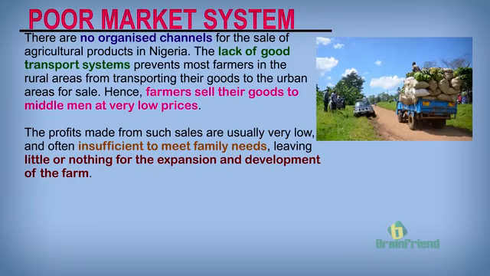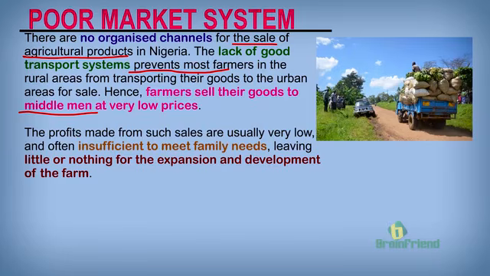The problem of poor market system. In Nigeria, there are no organized market channels for the sale of agricultural products. The problem of lack of a good transport system prevents most farmers from transporting their goods to cities for sale. This leaves them with the option of selling their products to middlemen at very low prices. The profit made from the sale of products to middlemen is usually very low.